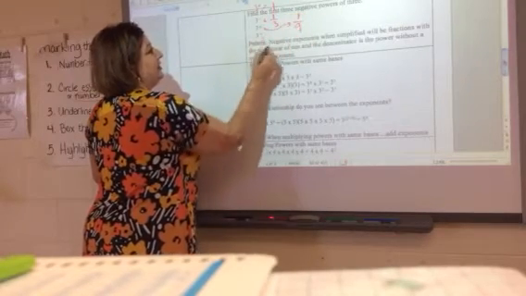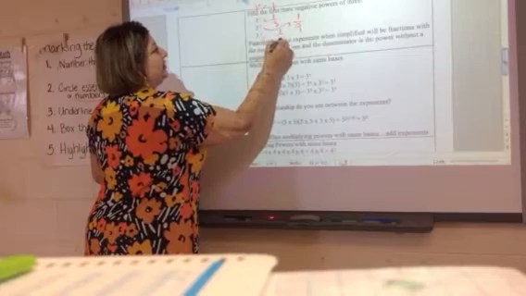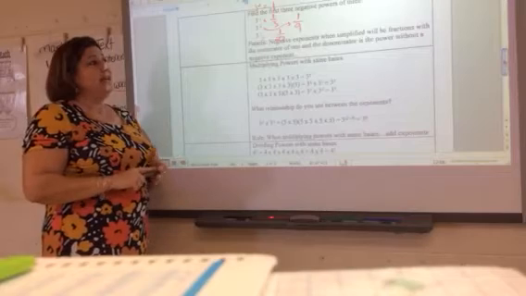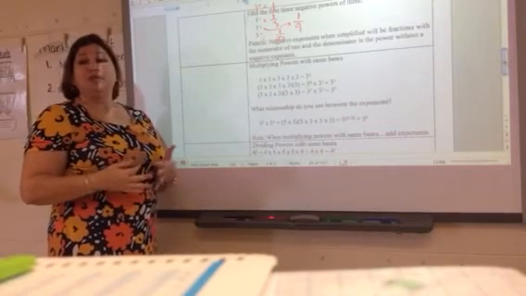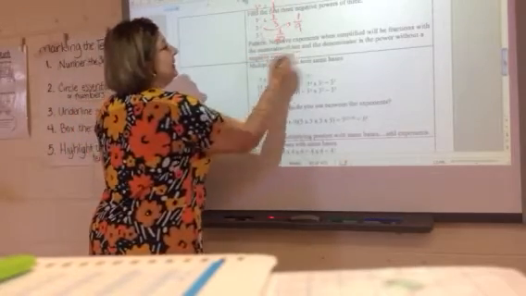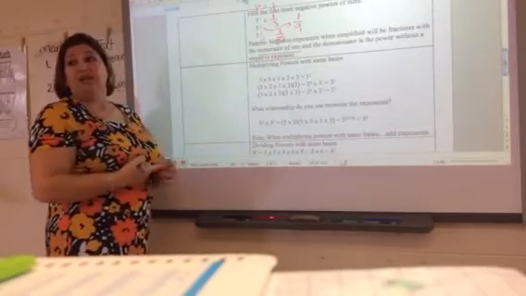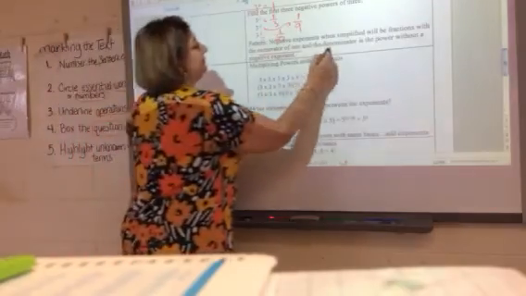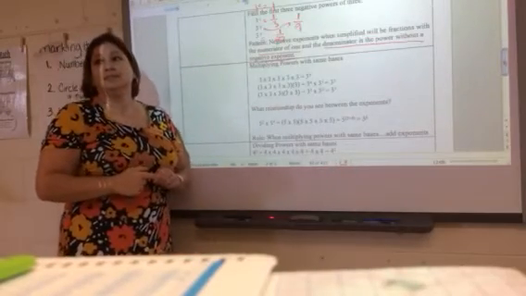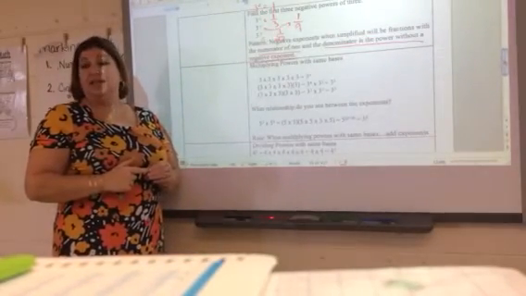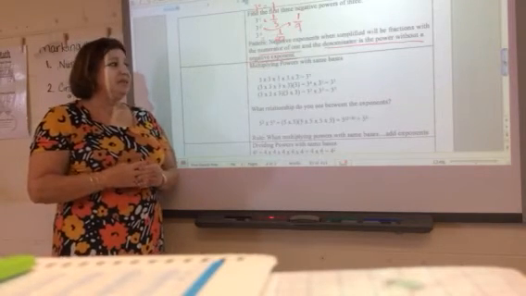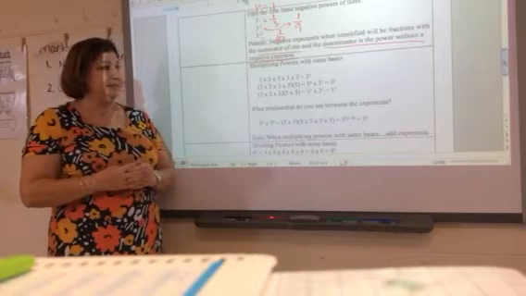And 3 to the negative third power is 1 over 27. So the pattern or the rule is that negative exponents, when simplified, will be fractions with the numerator of 1, and the denominator is the power without the negative exponent. So you can pause, process. We're going to move on with multiplying powers with the same base.